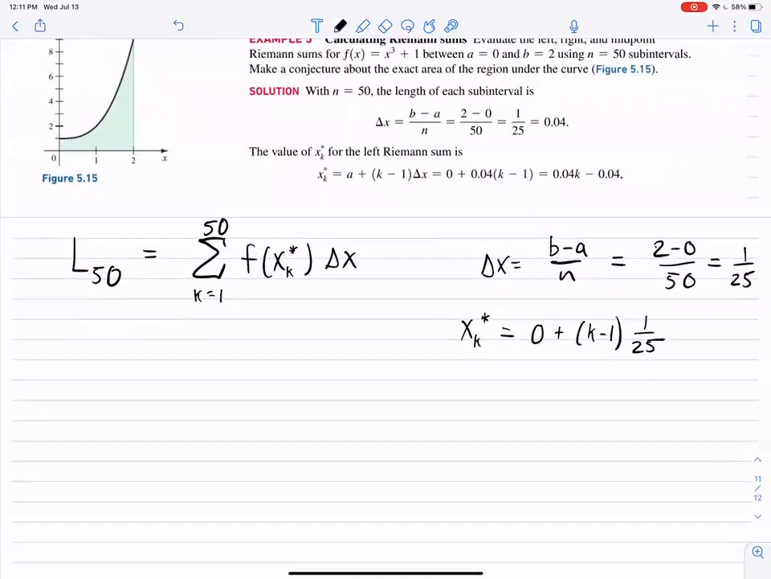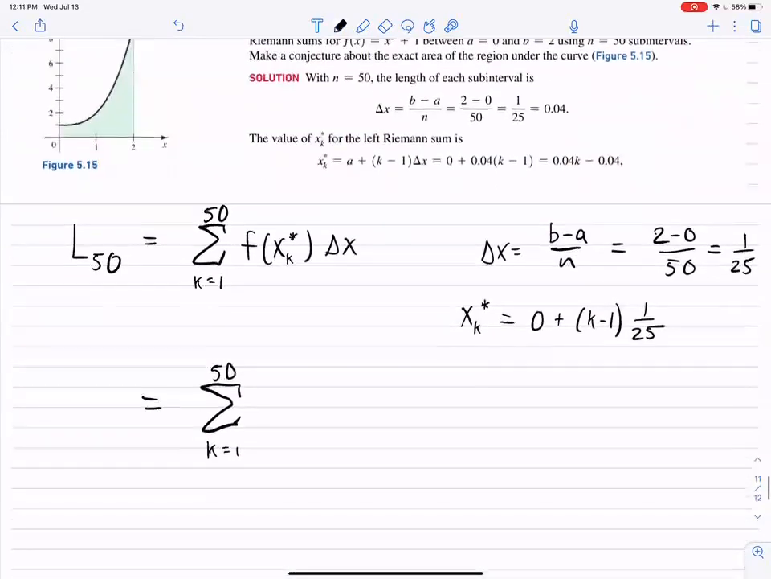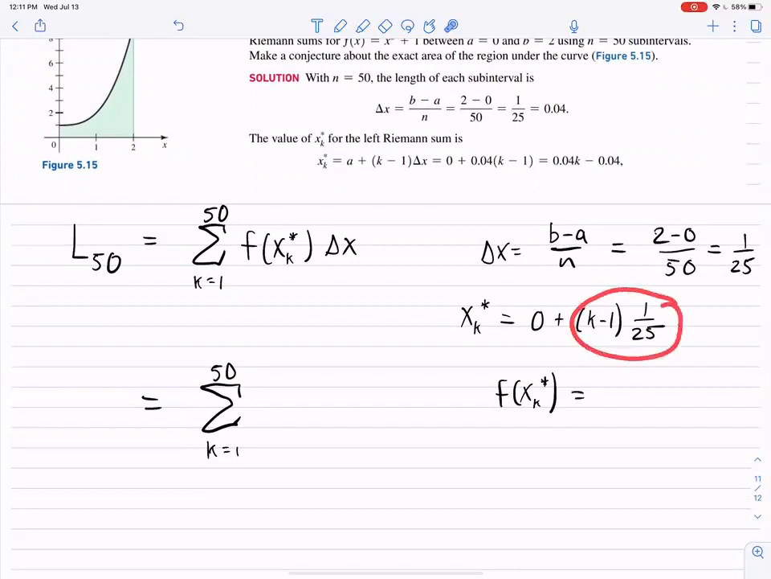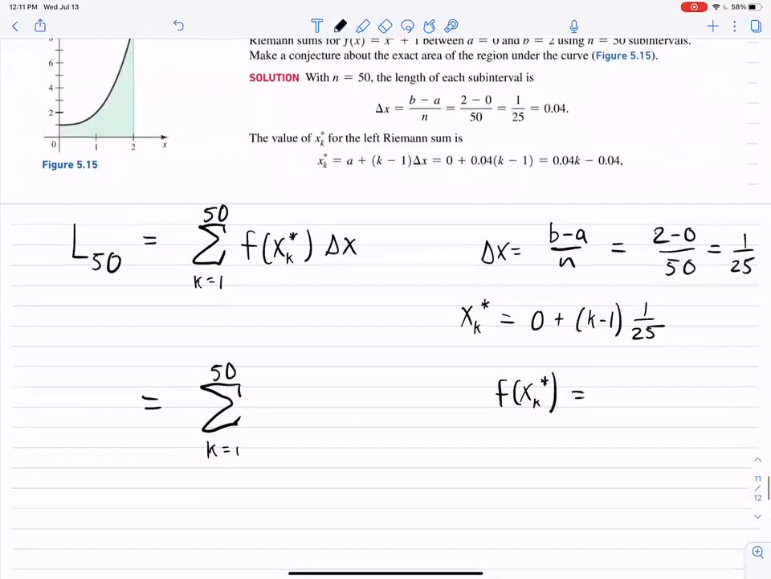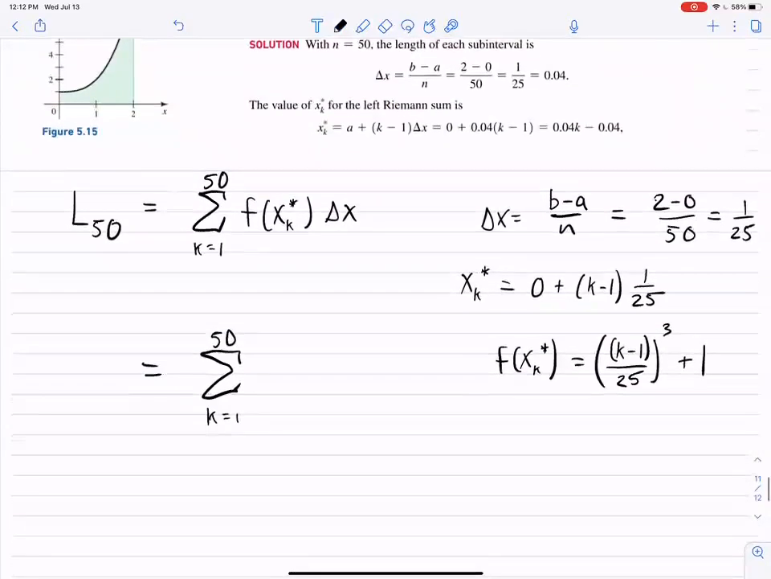So this is going to be equal to the sum of k equals 1 to 50. And now what is f? f is x cubed plus 1. So what is f of x sub k star? Well, you just plug in this thing right here into the function. So it's going to be k minus 1 over 25, cubed, and then plus 1. So that's what f of x sub k star is.